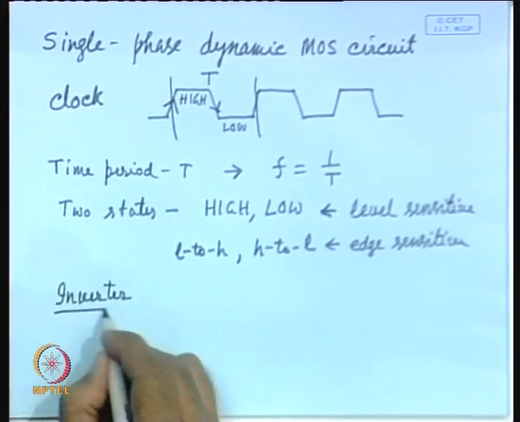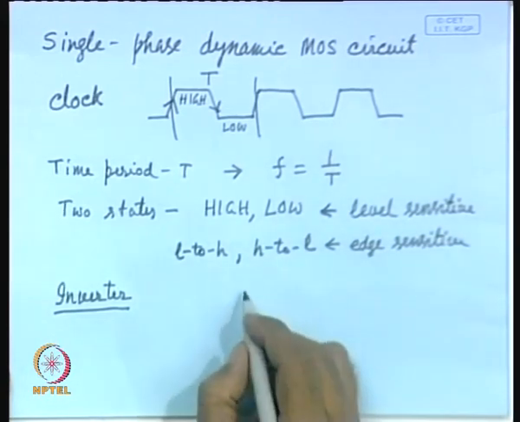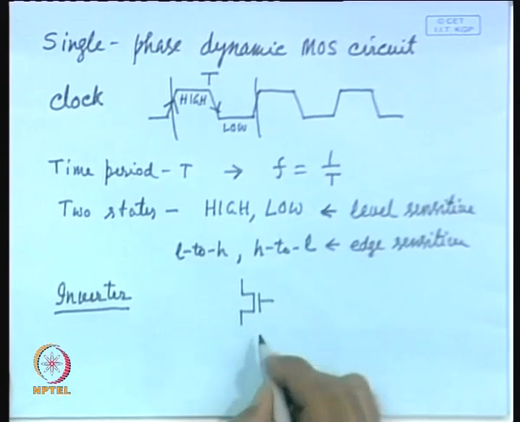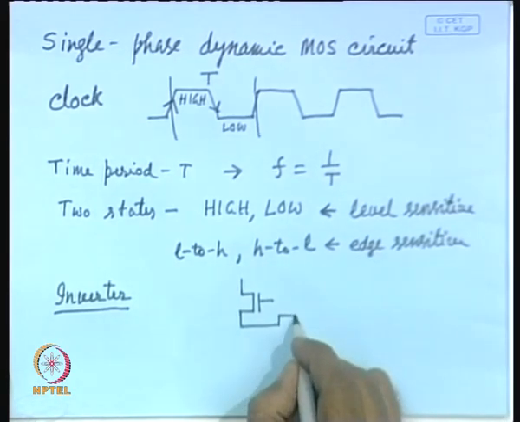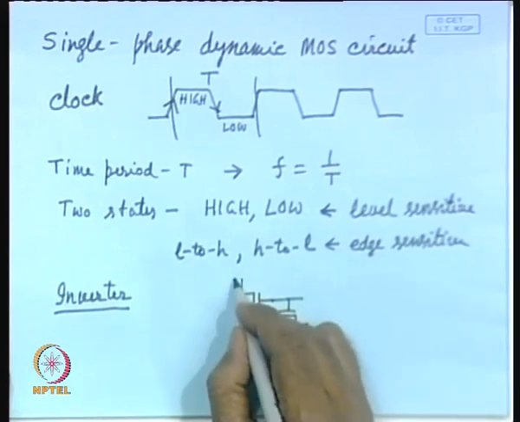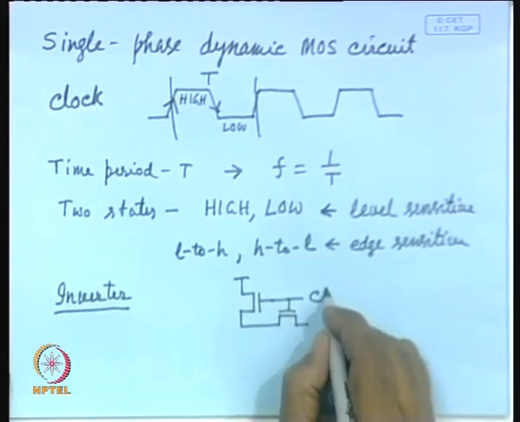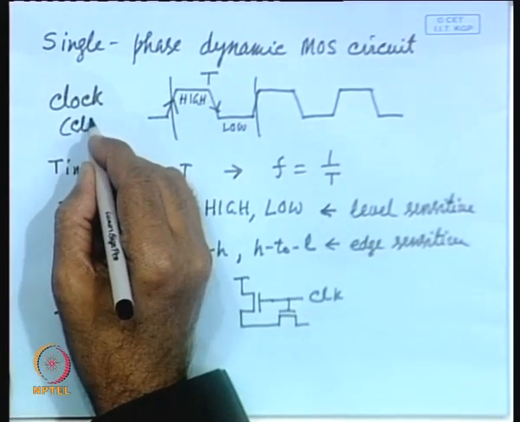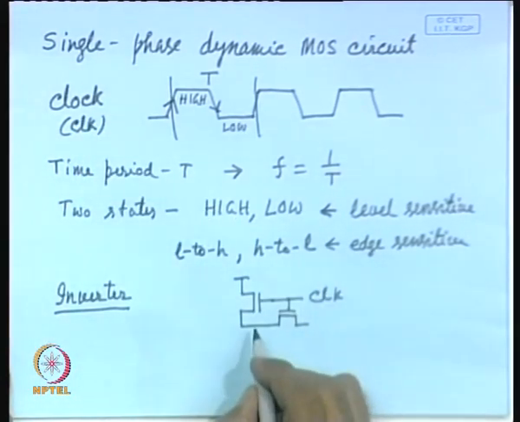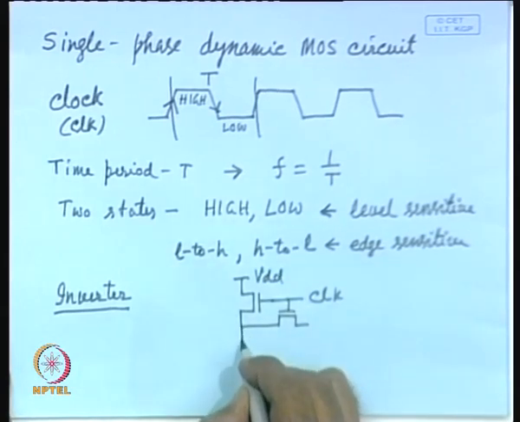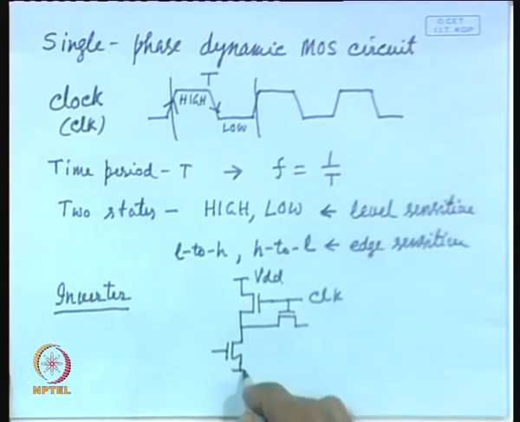How do you realize an inverter? Actually, you require two transistors connected in this form, and here you apply a clock, say this clock in simple form we usually write as CLK. Clock is applied, and here we apply VDD, then we have the traditional pull down transistor present here.